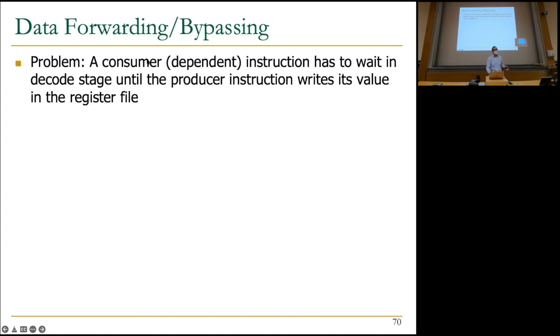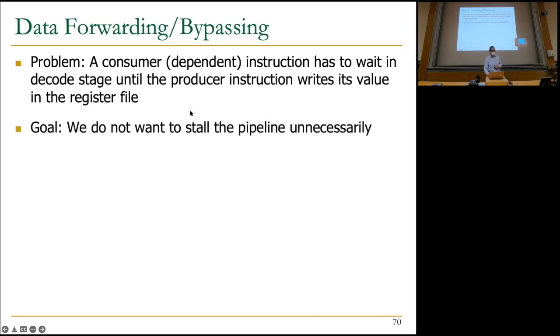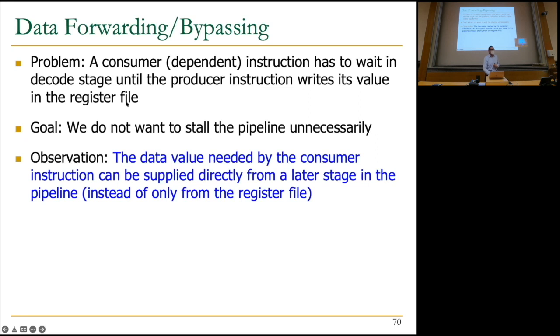The problem is that a consumer or dependent instruction has to wait in the decode stage until the producer instruction writes its value in the register file. Basically, we do not want to stall the pipeline unnecessarily. The observation here is that the data value needed by the consumer instruction can be supplied directly from a later stage in the pipeline, instead of only from the register file. You don't need to wait until an instruction writes to the register file. You can get the value from the ALU result, for example, or the memory output.